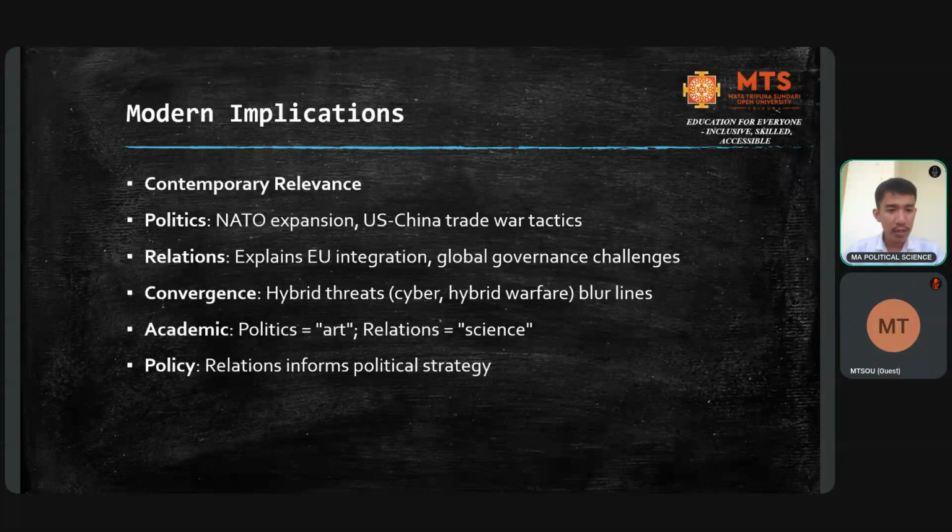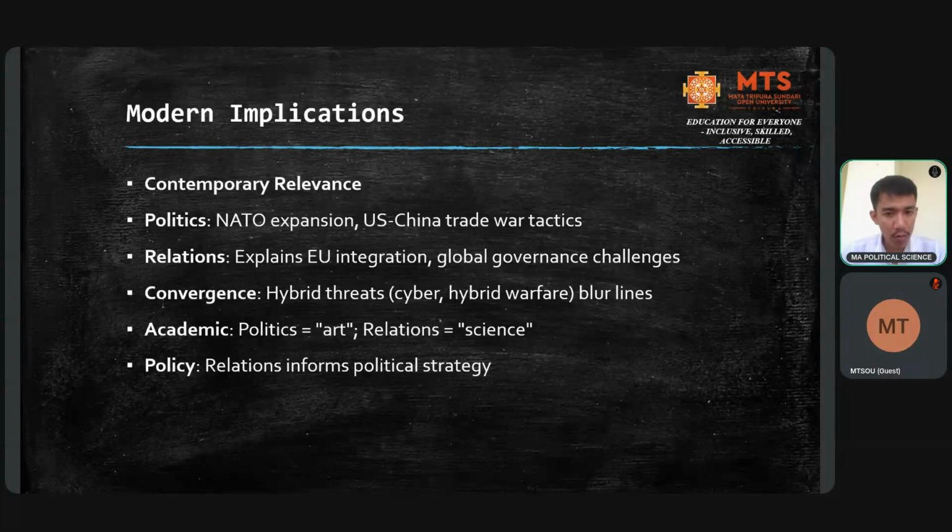International relations explain European integration and global governance challenges. In international politics, we discuss NATO expansion and the US trade war. In international relations, we discuss European integration, how Europe was able to become one common group and peacefully navigate the complexities of world politics. And global governance: what needs to be done globally to address the challenges.